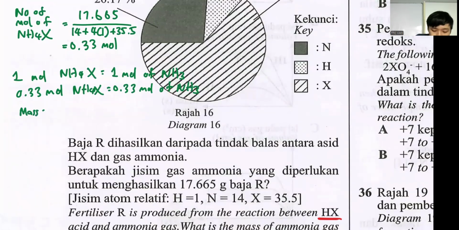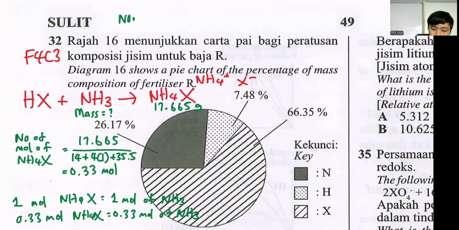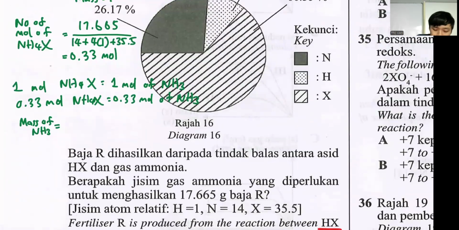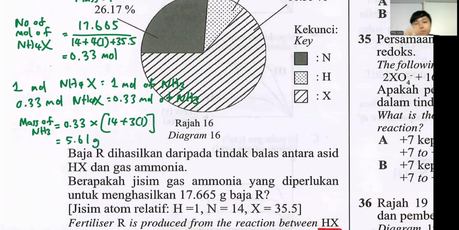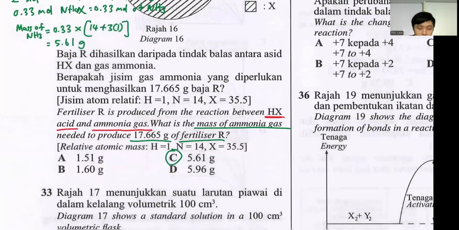Find the mass, meaning the mass of ammonia. Just use the number of moles multiplied by the molar mass, then you get the mass. 0.33 multiplied by, 1 N is 14, 3 H is 3 times 1. So you get 5.61 gram. This calculation gives the answer C.